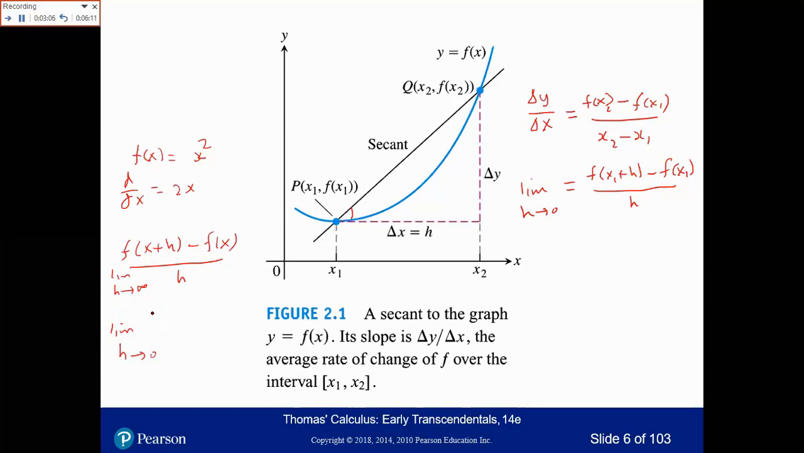f of x plus h will be what? x plus h, all squared, right? f of whatever is equal to the square of that thing. This is minus f of x, which gives us x squared, divided by h, right? This will be equal to the limit as h goes to 0, and then I will have x squared plus 2xh minus x squared, divided by what? h, correct?